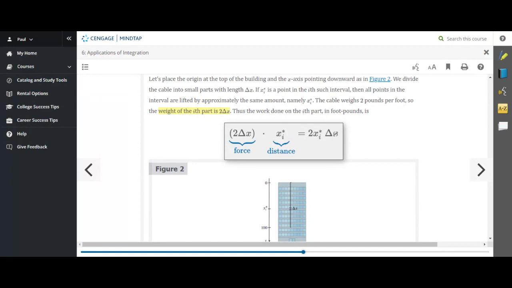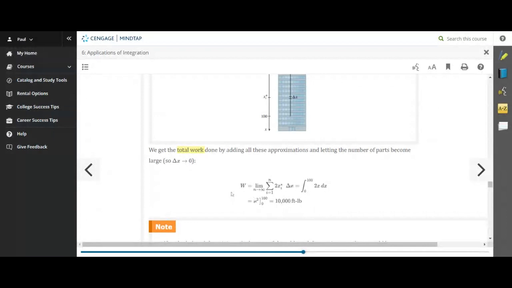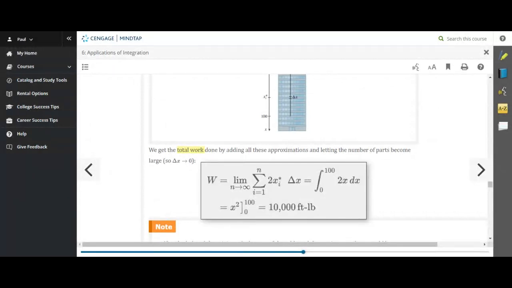The work needed to bring the ith piece of cable up to the top of the building is the force, which is 2 times delta X pounds, times the distance, which is xi feet. So that's 2 delta x times xi. Now we want to add up all the little separate pieces of work to get the total work. The total work would be the sum of the 2xi times delta x, the work to bring up the ith piece of cable to the top. We add up that sum and let n go to infinity. That means we take that cable and subdivide it into smaller intervals. The approximation gets better and better. It becomes an integral, and we end up with 10,000 foot-pounds.